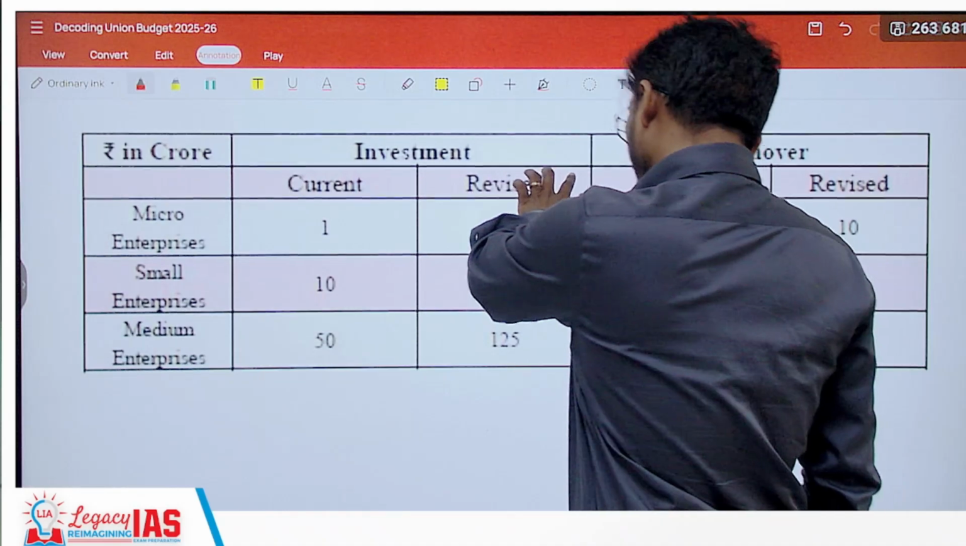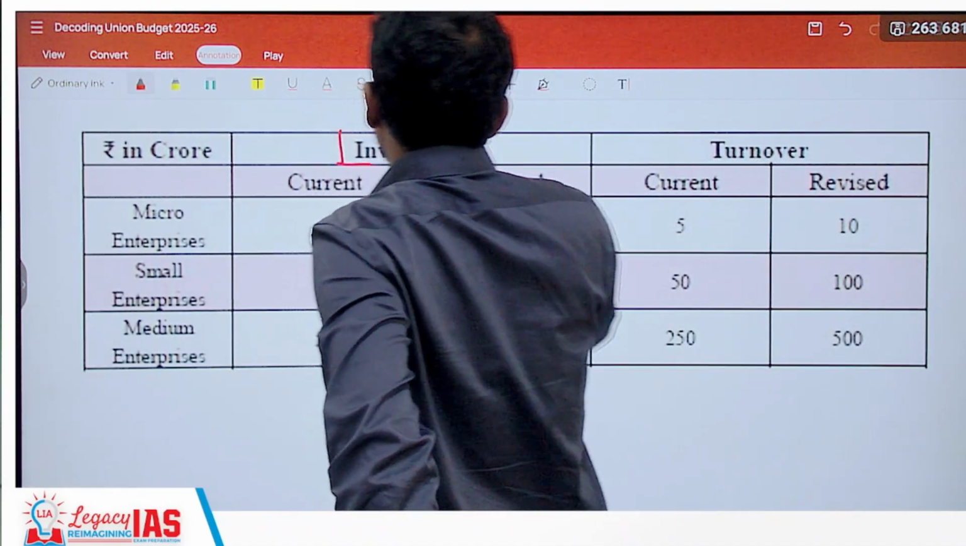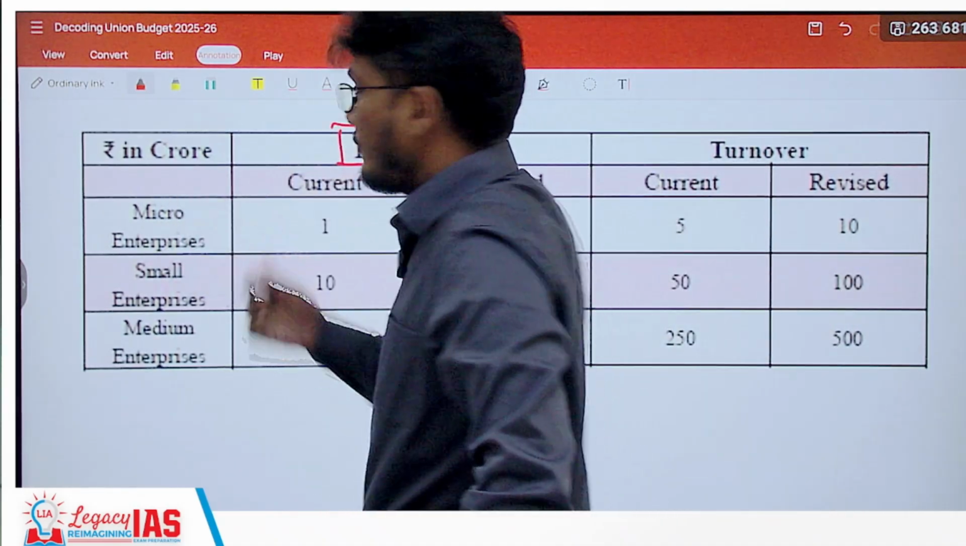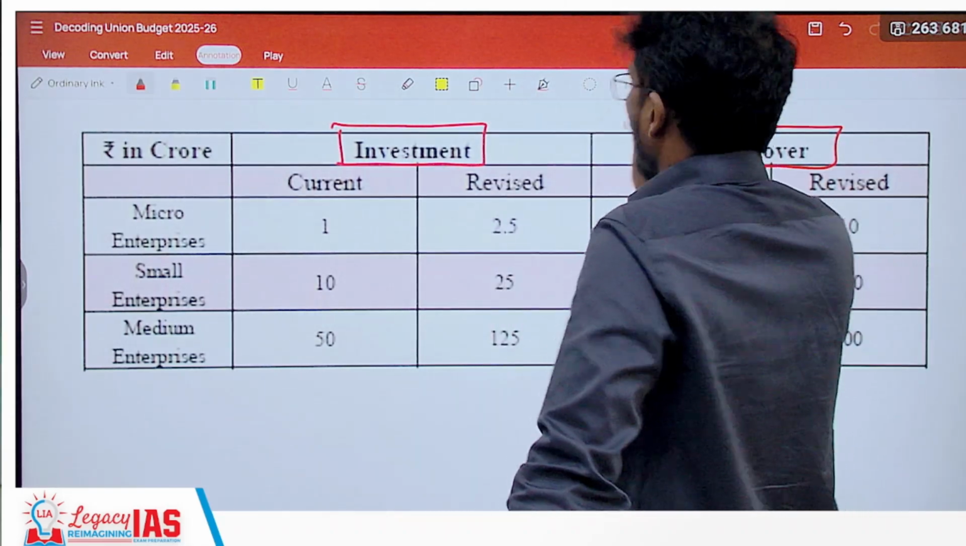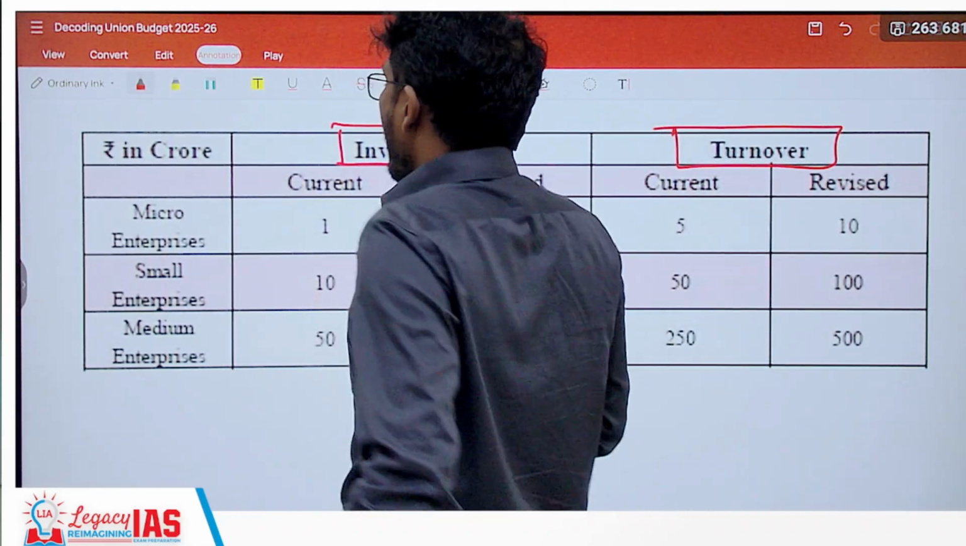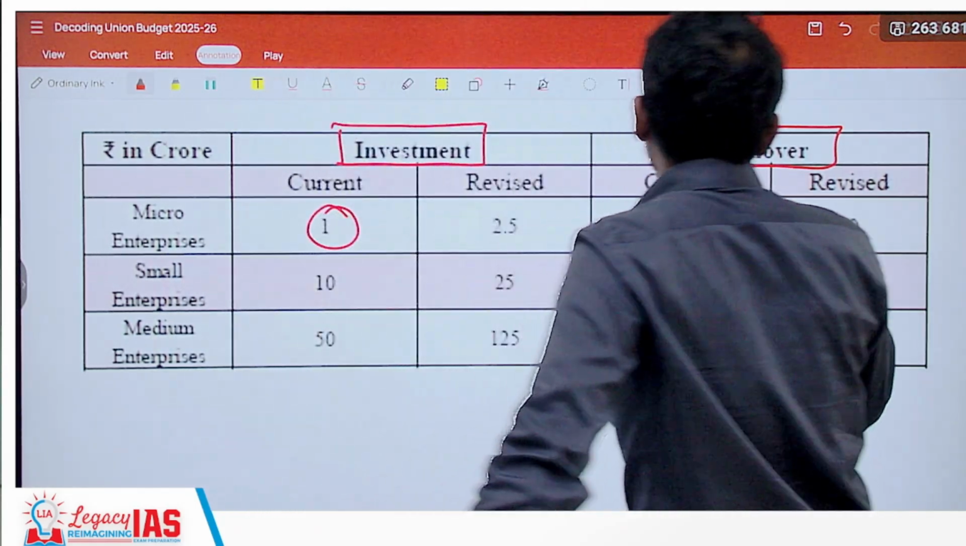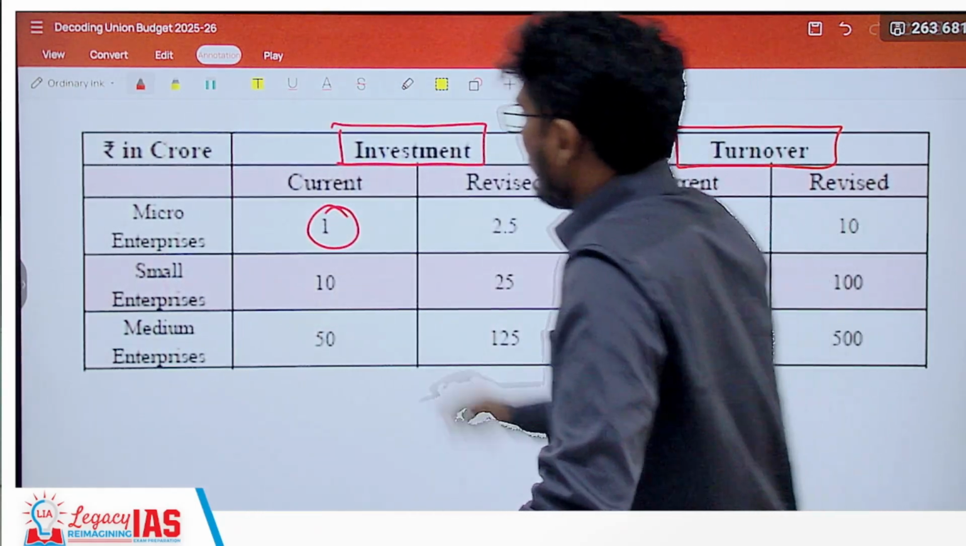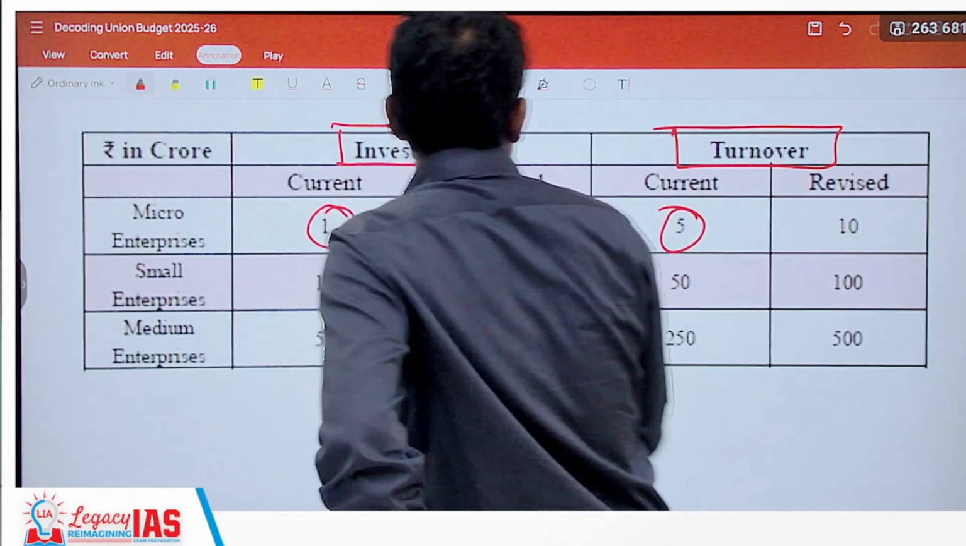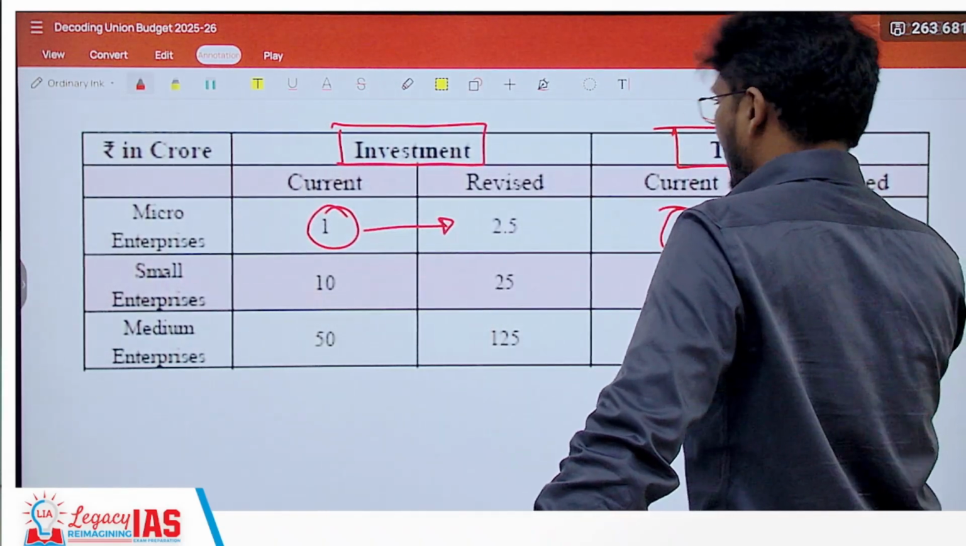If you look at it, MSMEs can be classified based on investment. The criteria is based on investment and turnover. So earlier, or currently, what is it? A micro enterprise is one which has an investment of 1 crore or turnover of 5 crore. So this has been increased to 2.5 crore investment and 10 crore turnover.